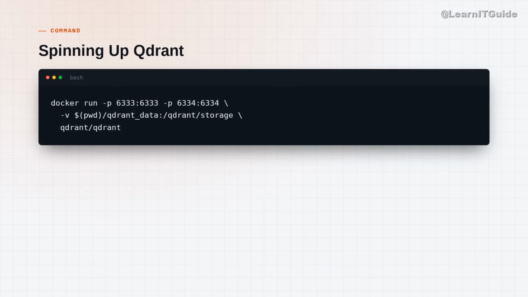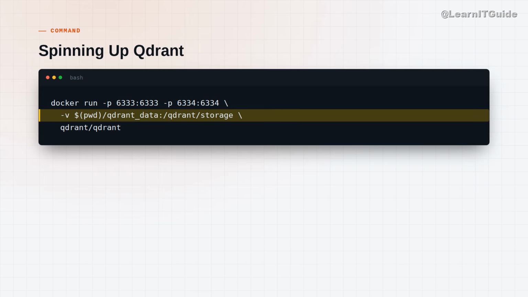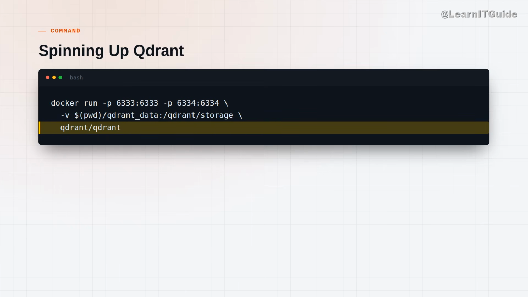We are going to use Qdrant for this demo. It is a production-ready vector database. On line 1, we map the local ports to the container ports. Line 2 maps a local directory for persistence, so your data survives a restart. Line 3 specifies the image. Run this in your terminal.